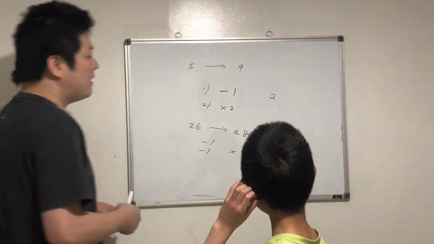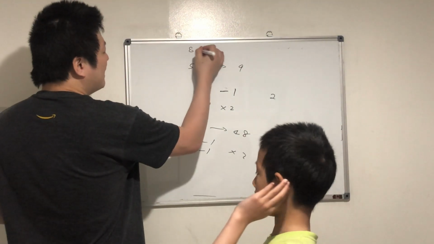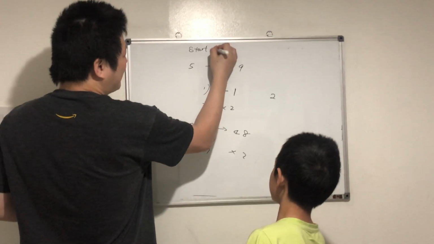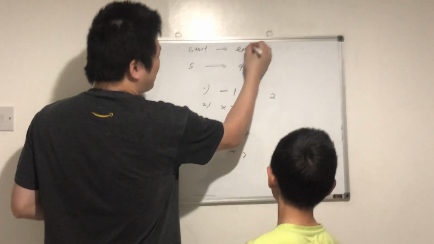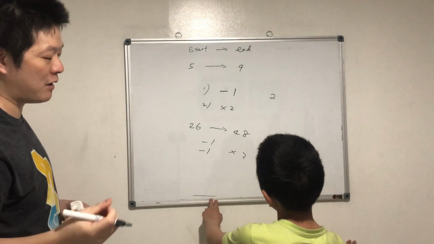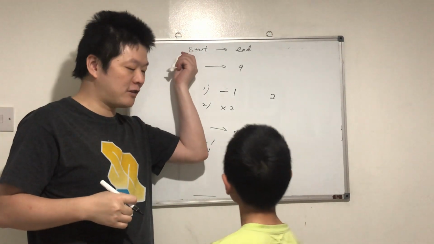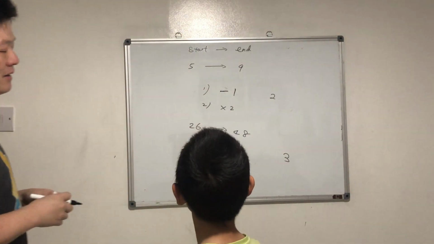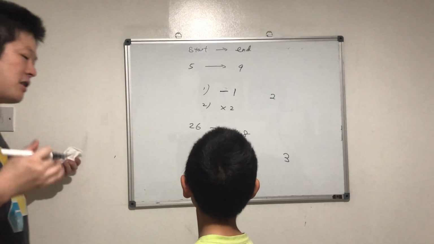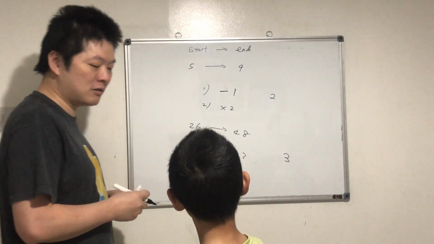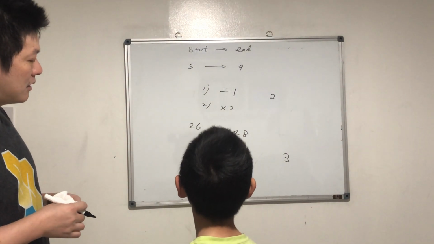Okay. So given the number start, and then can you write the algorithm to tell me the minimum number of operations in order to change from the start to the end? Any thoughts? How can we solve this problem?